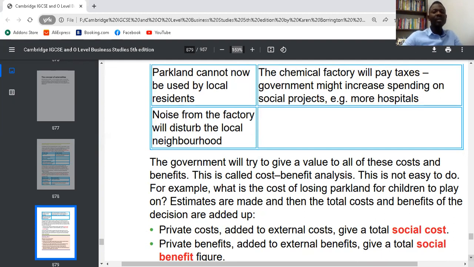So government will try to give a value to all these costs and benefits. This is what we call cost-benefit analysis. So government will compare and contrast: do we have more benefits than costs? Do we have more costs than benefits? Before government will take a decision. That is what cost-benefit analysis is about. Is it clear?